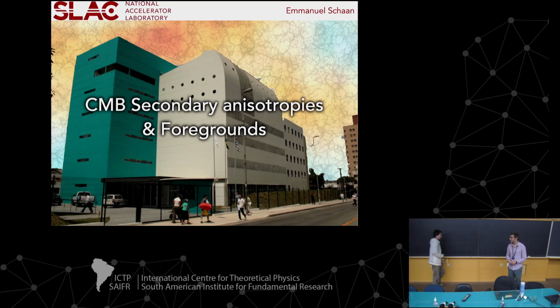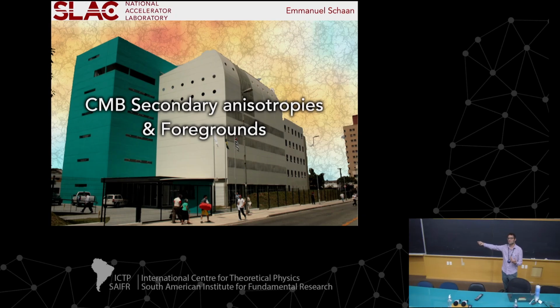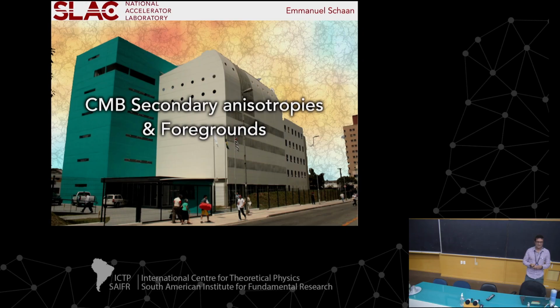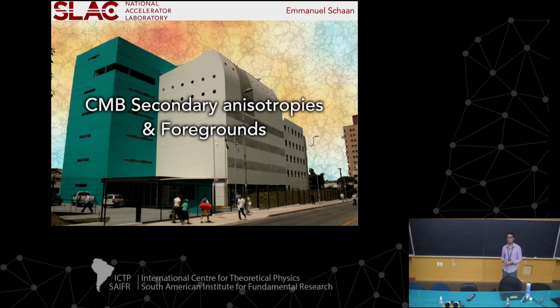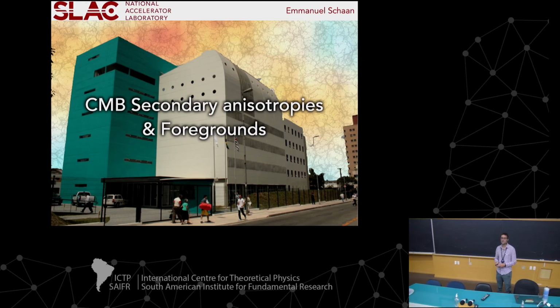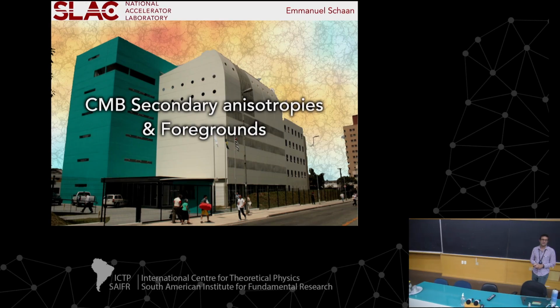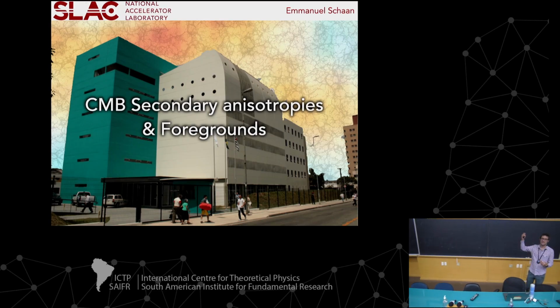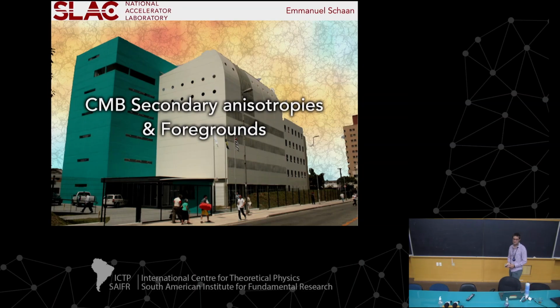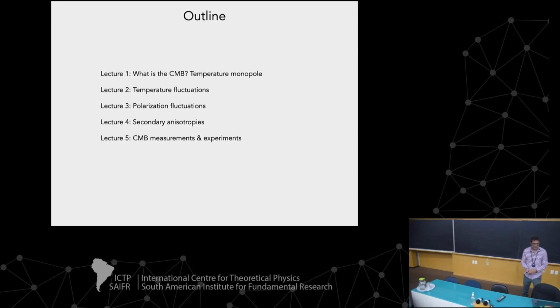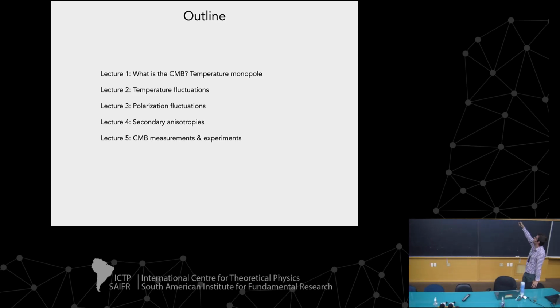And these anisotropies that are imprinted as the photons travel from the last scattering towards us are both a source of signal, if you're trying to learn about the large-scale structure closer to us, and a source of noise and bias, if you're trying to look at the early universe. And so they're both a signal and a foreground for studies of the last scattering surface. Okay, so we covered what the CMB is and the temperature monopole, the temperature fluctuations, the polarization fluctuations. Today will be secondary anisotropies.